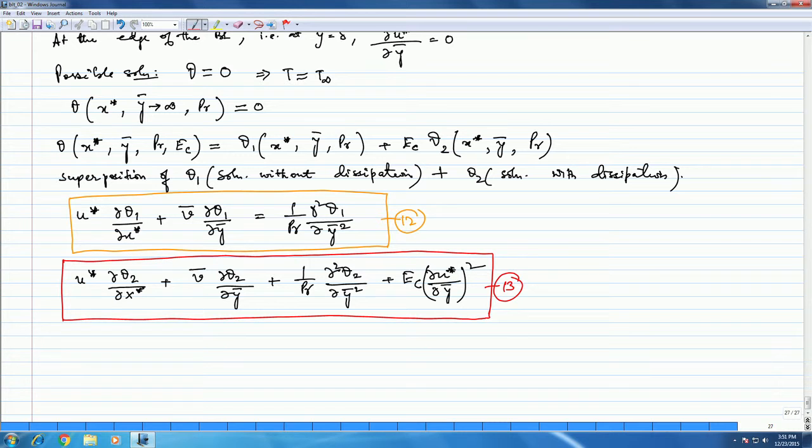So, I think we will close here, and some of the detailed derivations I will post for you, and you can take a look at them. We have come up with equations in order to solve for the thermal boundary layer. So, we will stop here and move on to new things in the next module. Thank you.